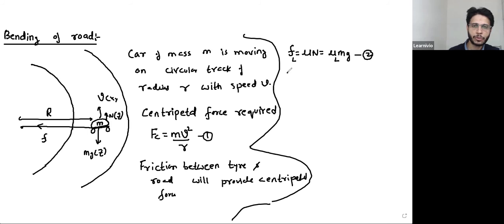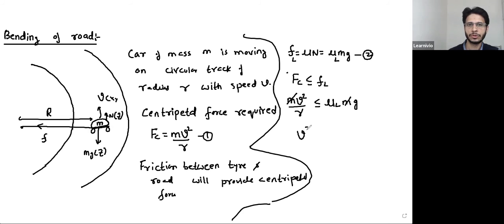So friction provides centripetal force. That means your centripetal force should be less than or equal to the force of limiting friction. Your centripetal force is mv²/r, which is less than or equal to μ_L mg. This m will cancel this m. Your v² is less than or equal to μ_L rg. So v is less than or equal to √(μ_L rg).